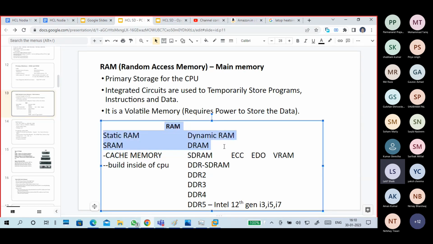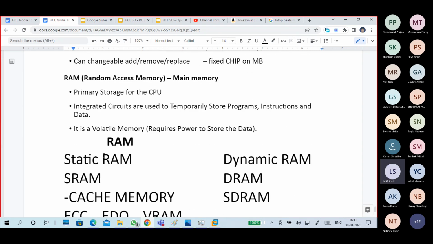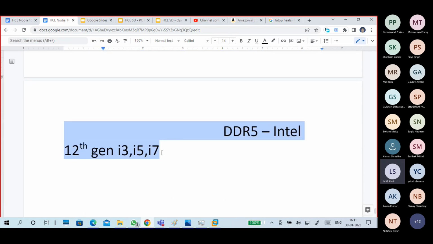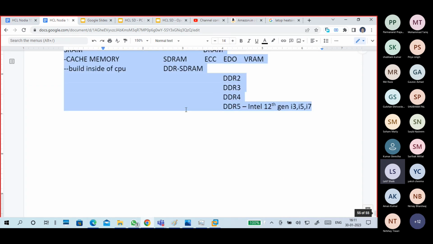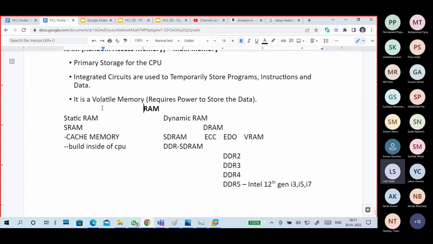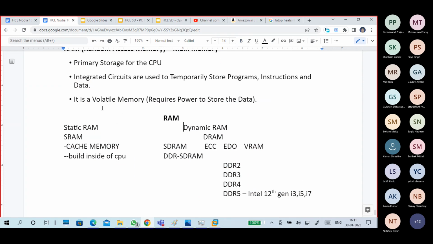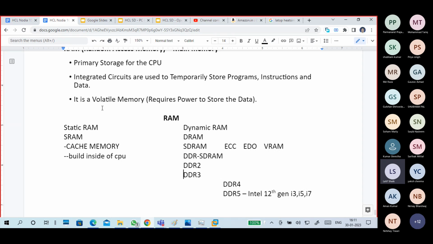Different RAMs are there: static RAM and dynamic RAM. Static RAM is also called SRAM. SRAM is made of pure transistors. SRAMs are much faster than dynamic RAMs, but very costly. We use SRAM built inside the CPU as cache memory.